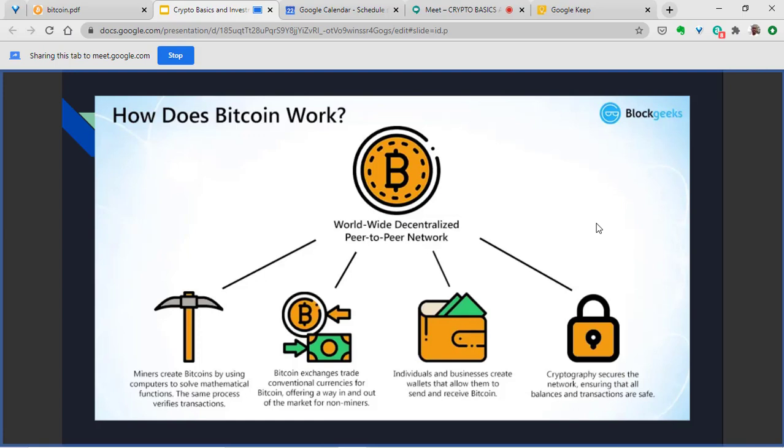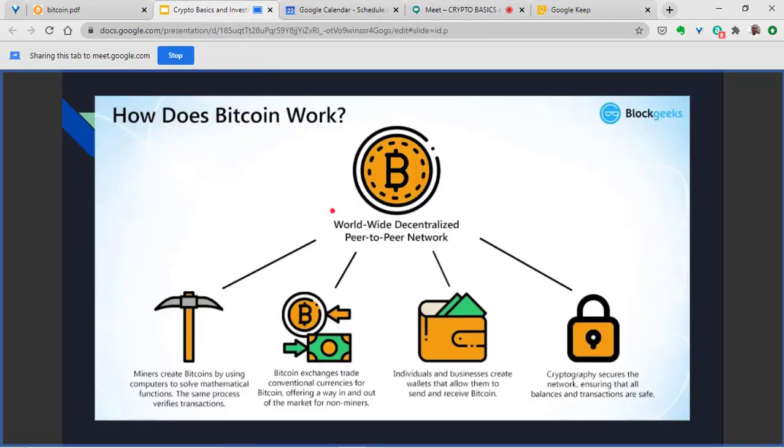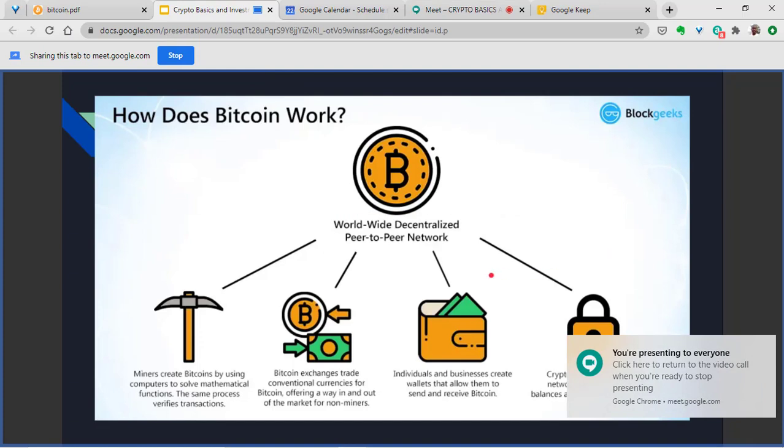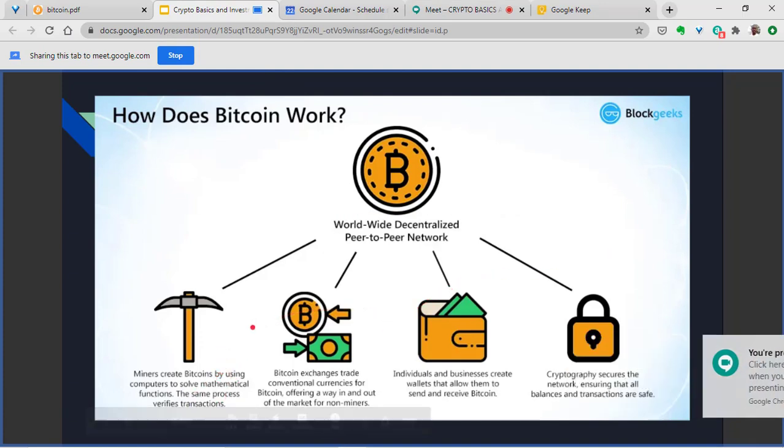So the way they do it is they try to solve a very difficult mathematical equation which involves the block. And I hope I'm not losing anybody. Okay, so they try to solve a very complex mathematical equation, everybody's trying to solve it. So the first person to solve it is the person that gets that reward.